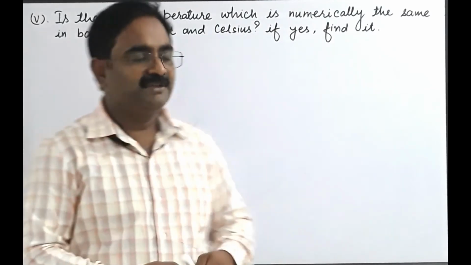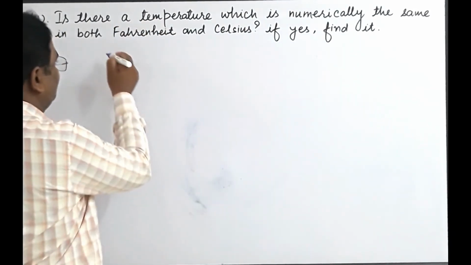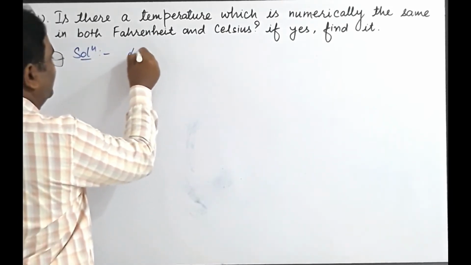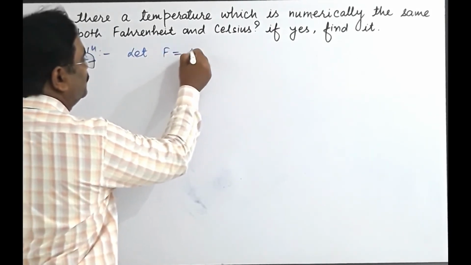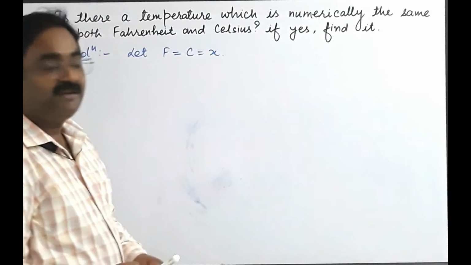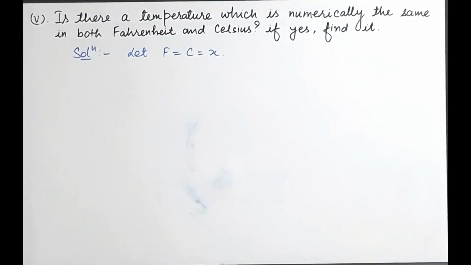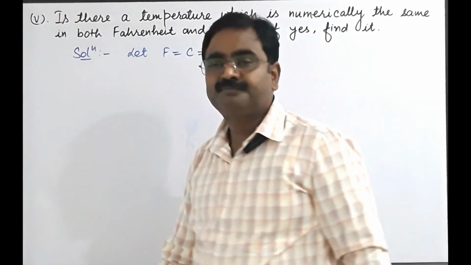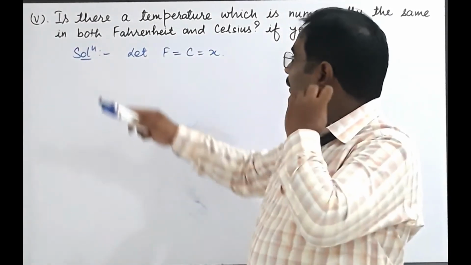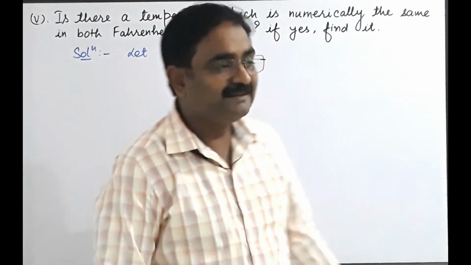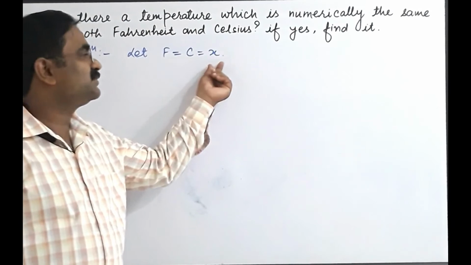So let us solve it. So here what is given? Here we have to suppose in the solution of this question, let this Fahrenheit equals to Celsius equals to X. As it is given, both the numerical values are the same for the Fahrenheit and the Celsius. Okay students, so here as it is given, for numerical values of both Fahrenheit and Celsius being same, we have supposed that let Fahrenheit is equals to Celsius equals to X we have taken.